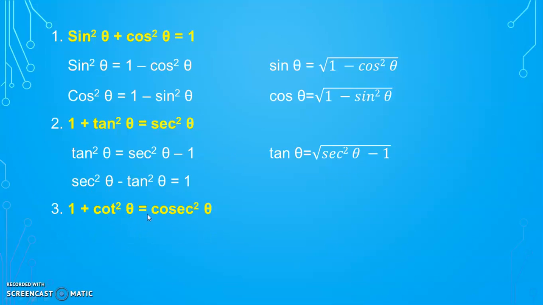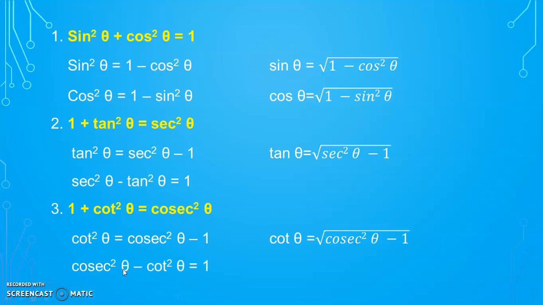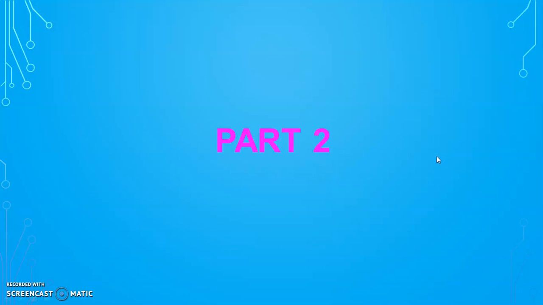And from 1 plus cot square theta equal to cosecant square theta, we can write cot square theta is equal to cosecant square theta minus 1. So cot theta is the square root of cot square theta, and cosecant square theta minus cot square theta is equal to 1. So from these 3 trigonometric identities, you can learn 4 plus 3 plus 3, totally 10 trigonometric identities. No need to memorize here, just learn how these trigonometric formulas came from trigonometric ratios and the Pythagoras theorem.